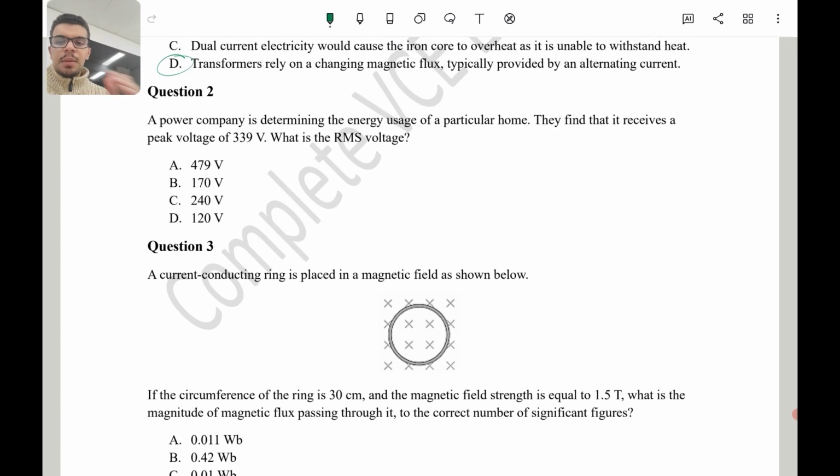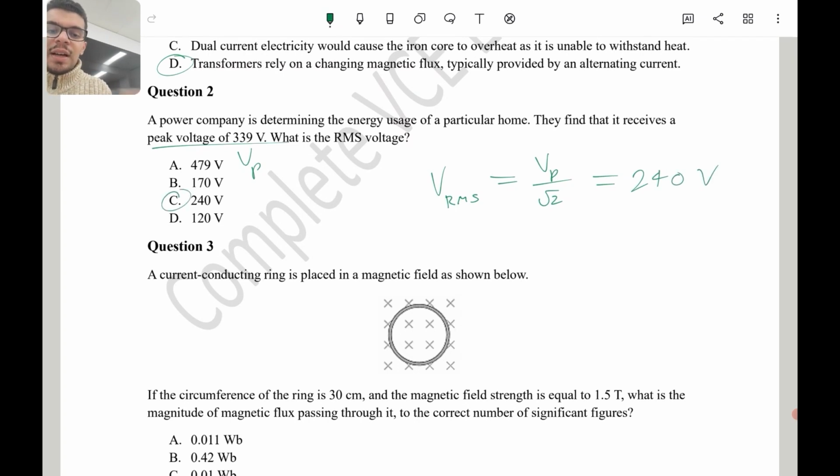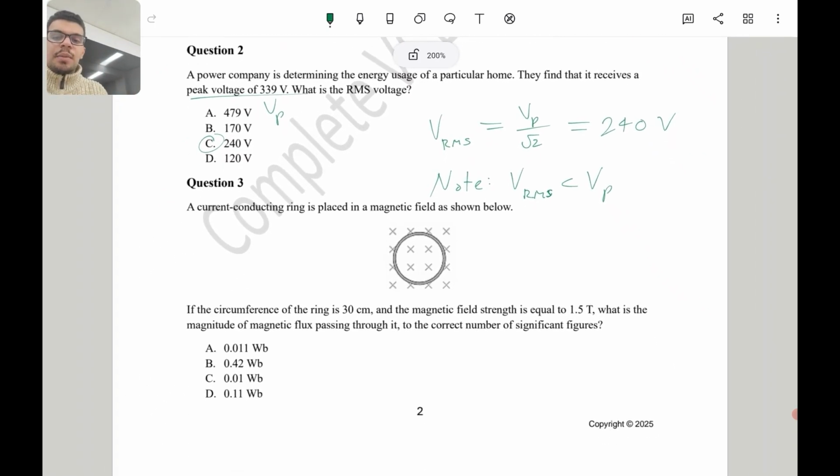Question 2, a power company is determining the energy usage of a particular home. They find that it receives a peak voltage of 339 volts. What is the RMS voltage? Well, we have to use the RMS voltage formula, which is given in the formula sheet, and you should end up with roughly 240 volts for this, which as expected is less than the peak. So please note that the RMS value should always be less than your peak value, since RMS is a form of an average, and an average data value must always be less than the maximum.